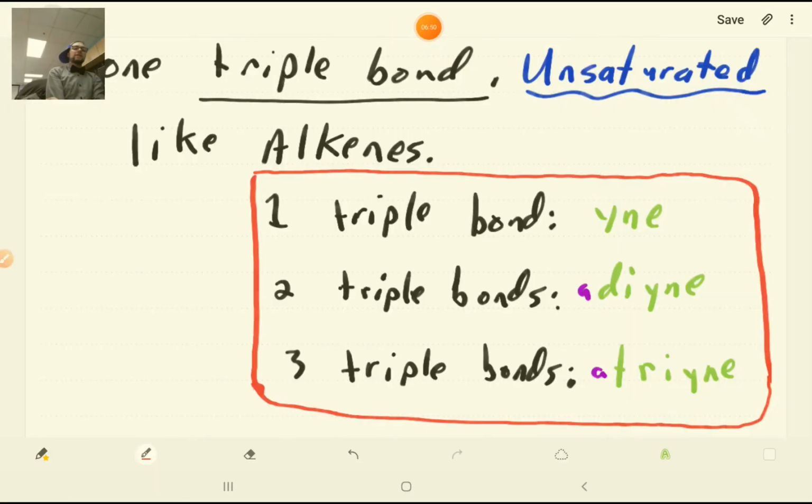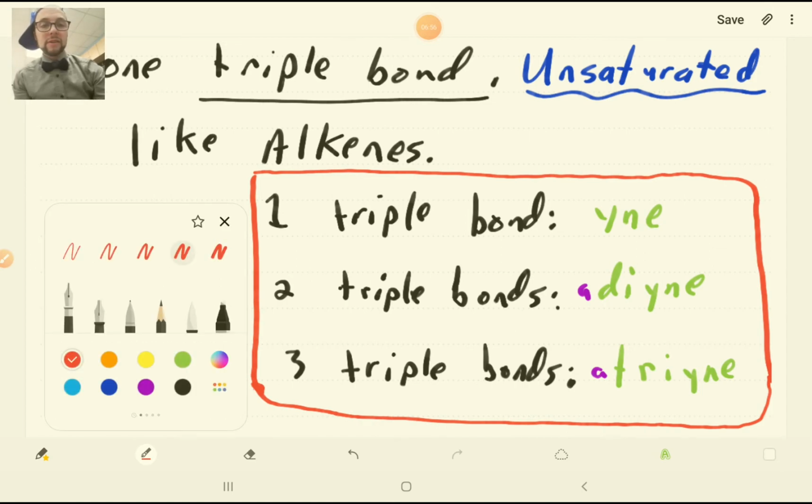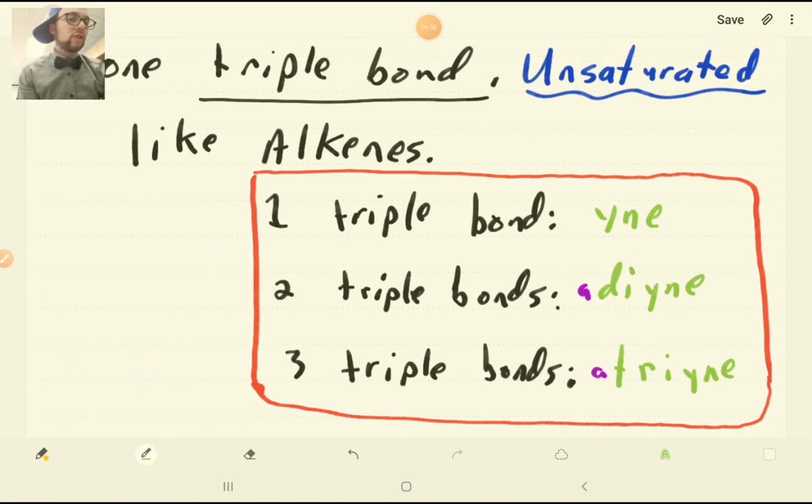Now, just like the alkenes, their suffix depends on how many triple bonds there are. If there's one triple bond, then of course it'll just be -yne. If there are 2 triple bonds, it'll be diyne. And I put an A here because some answer keys and professors like to put an A in front. And then same, if there are 3 triple bonds, it'll be atriyne or triyne.